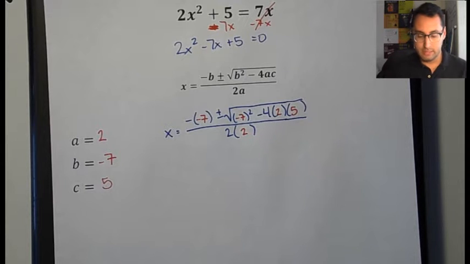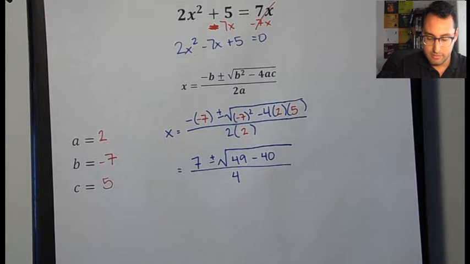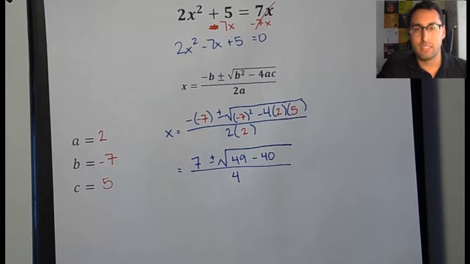Now, order of operations, just simplify where you can. I'm going to simplify the negative 7, which is a positive 7, plus or minus. We'll simplify inside the radical, which is negative 7 squared is 49. I'm going to multiply negative 4 times 2 times 5. Negative 4 times 2 is negative 8. Negative 8 times 5 is a negative 40. And it's all divided by 4. 2 times 2 is 4.